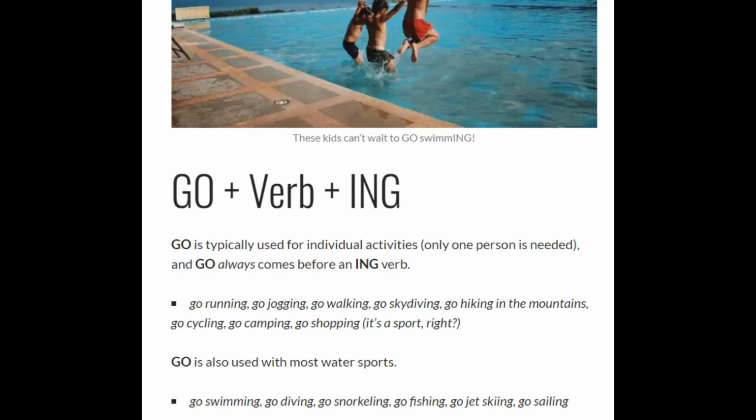What's the difference? Go diving means to go deep into the water with some equipment, right? And go snorkeling is only when you go on the surface of the water, and then we use a mask, some special equipment for snorkeling, right? Go fishing, go jet skiing, go sailing. So these are the verbs that we use to talk about these activities. All right? Go plus a verb in the ing.